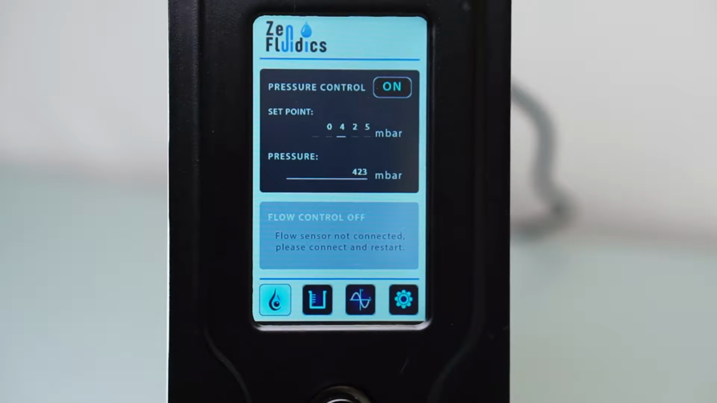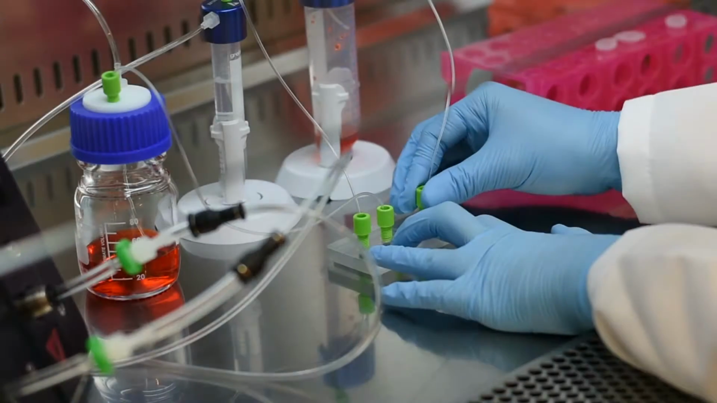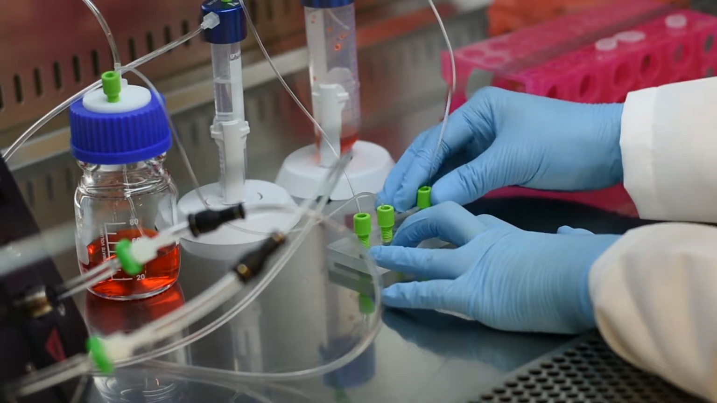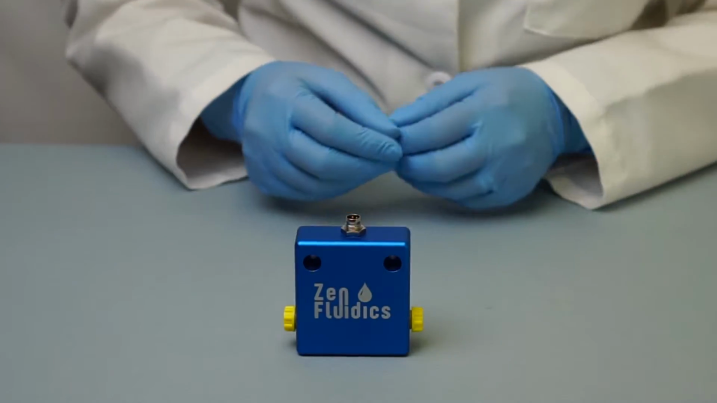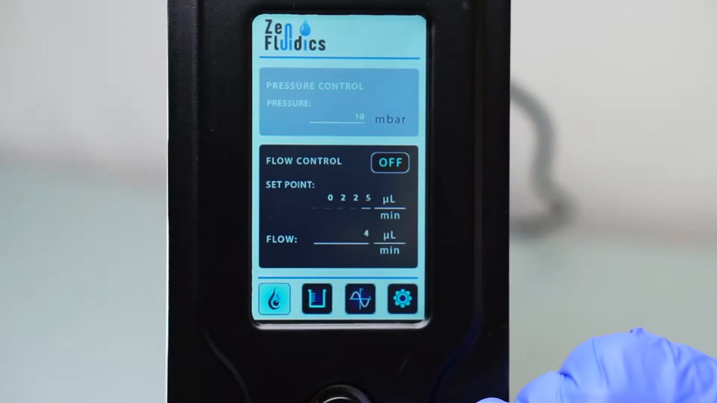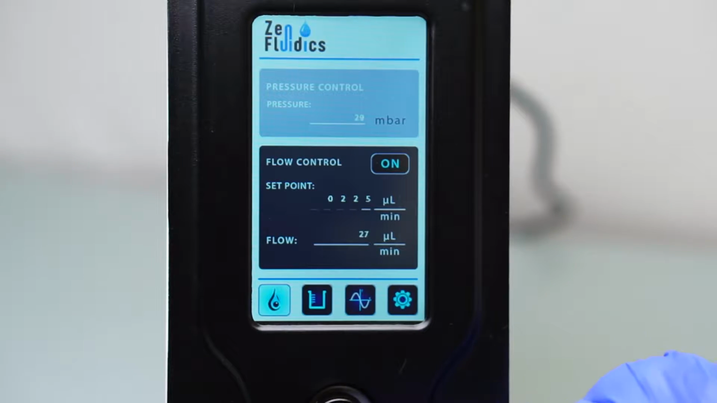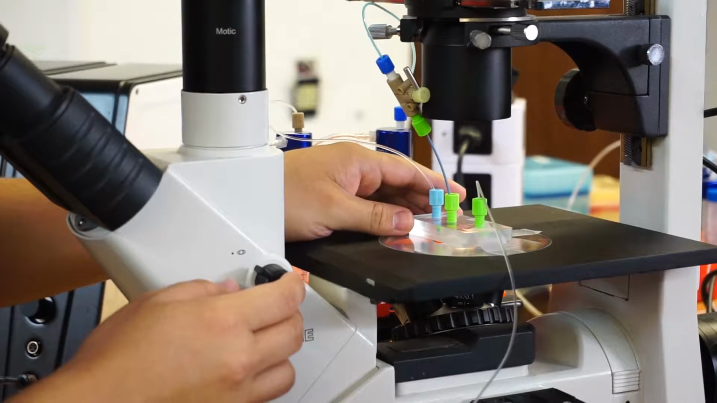Zen Fluidics Flow Control Unit comes with two operating modes. The first one is to use the device as a pressure controller. Here, the user manually adjusts the pressure differential and consequently the flow, which is still subject to the hydraulic resistance of its path. The second operation mode utilizes a microfluidic flow sensor that feeds the flow in real time to the unit for it to continuously adjust the pressure needed to keep a constant flow selected by the user.